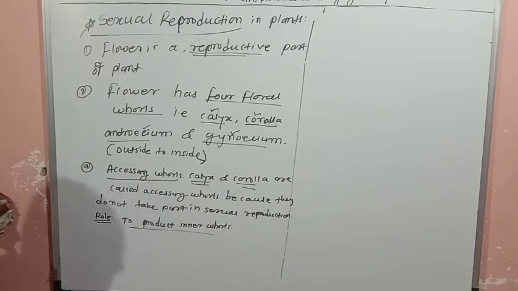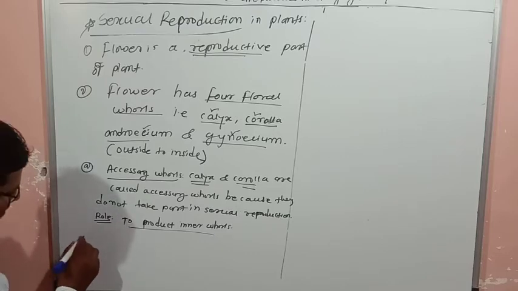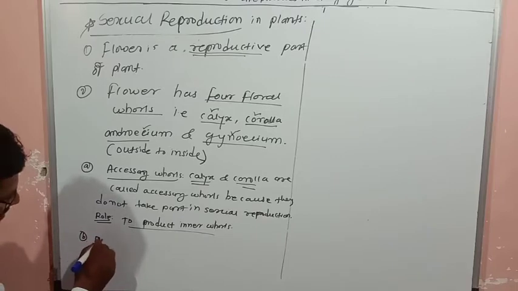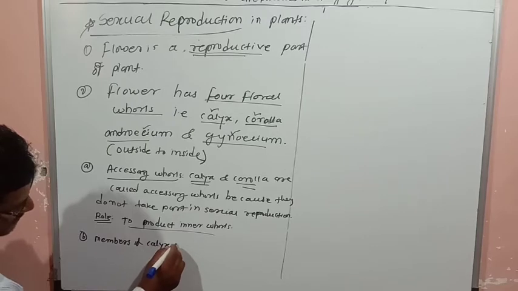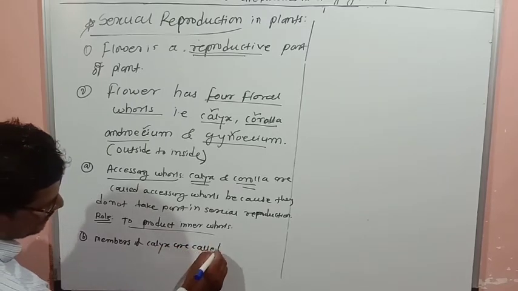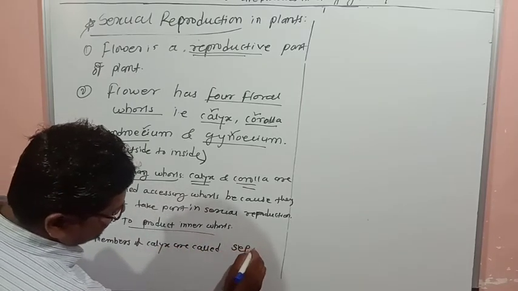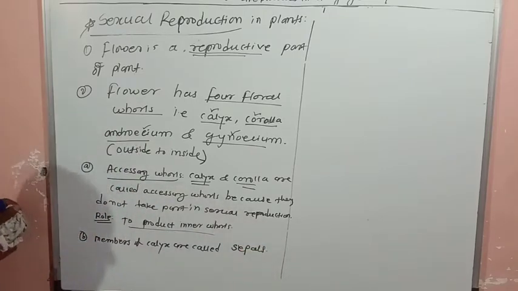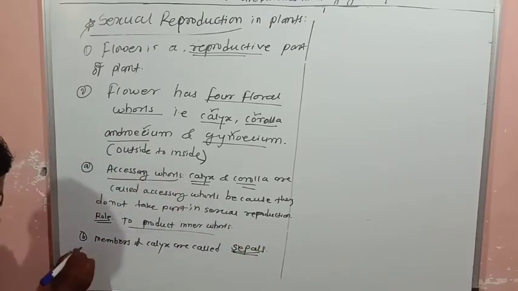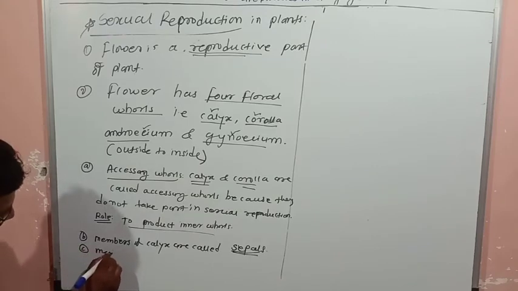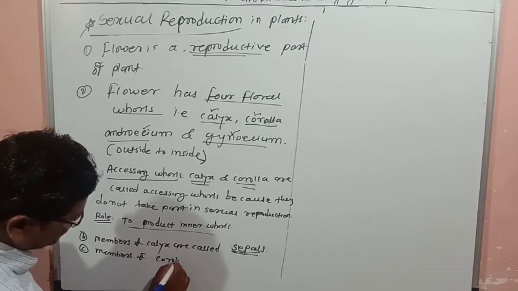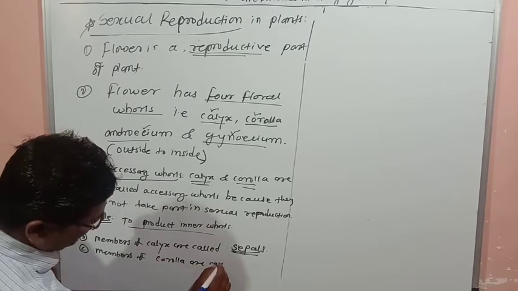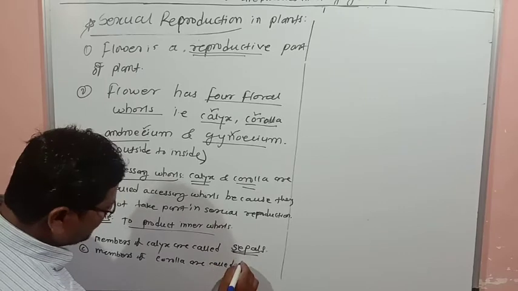Again, an important thing in this point: members of calyx are called sepals. The third point is that members of corolla are called petals.